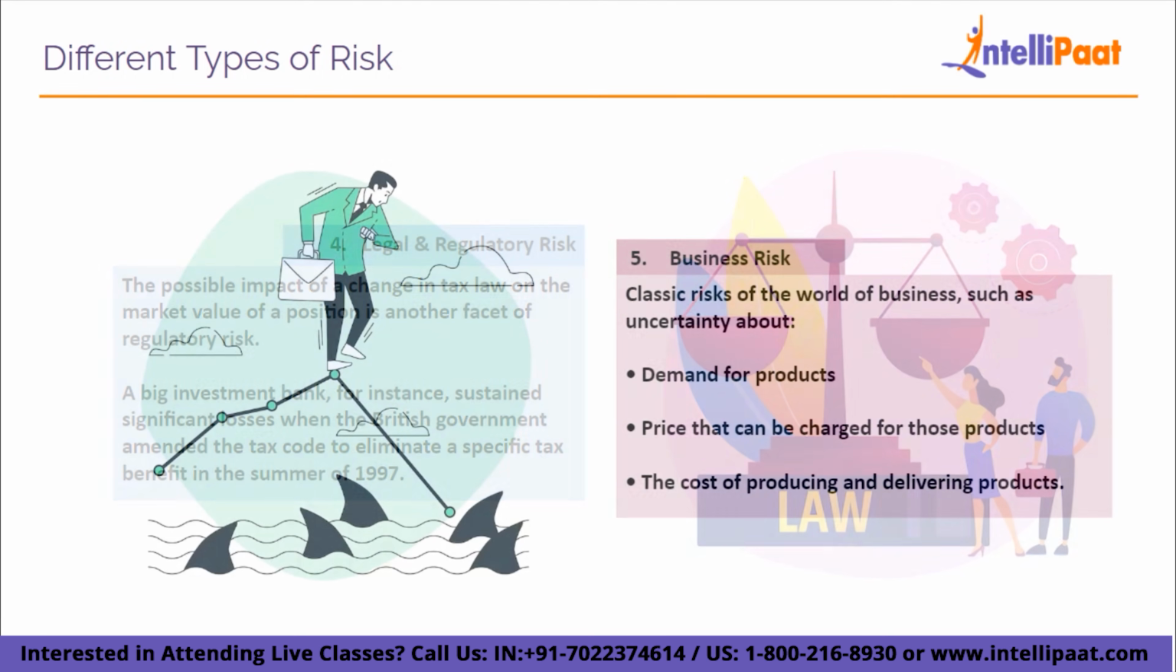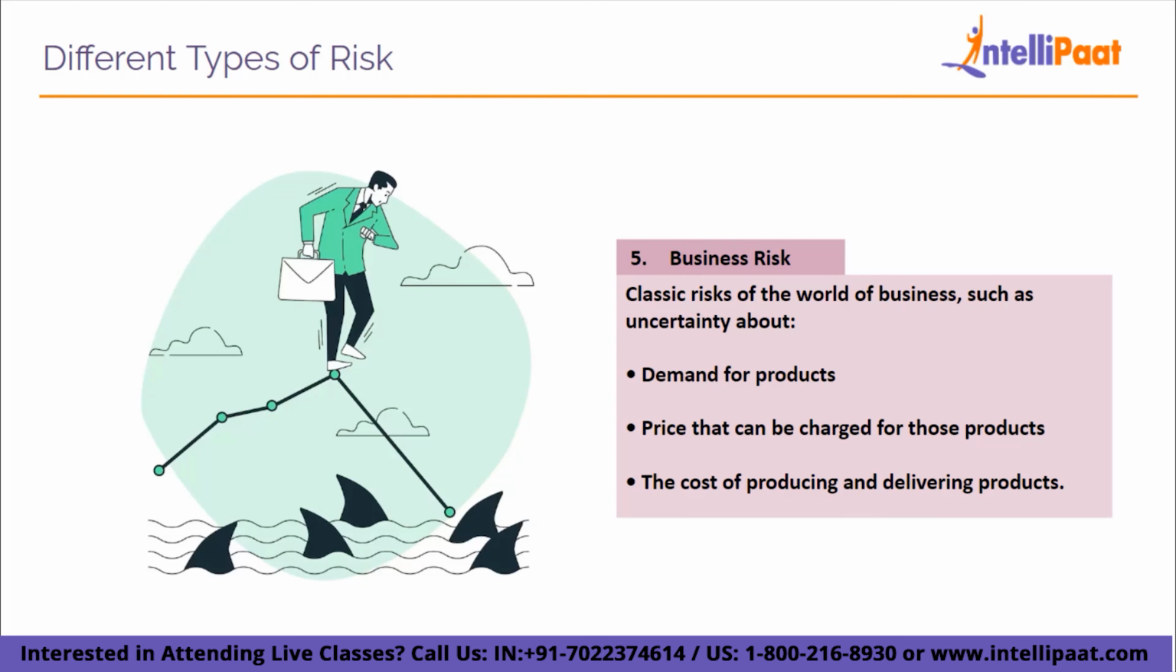Now let's move to the next slide and talk about business risk. So guys, business risk involves the classic uncertainties that businesses face in their daily operations. These uncertainties revolve around key aspects like demand for the product, the price that can be charged for those products, and the cost of producing and delivering those products. Now let us first talk about demand for products. Businesses are always uncertain about how much people will want to buy their product.